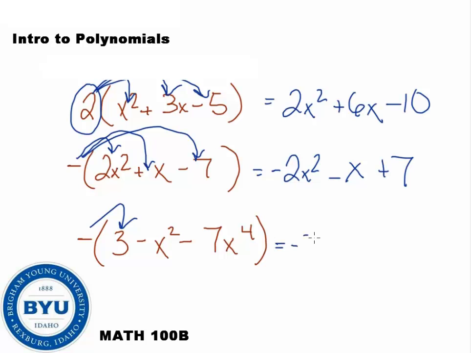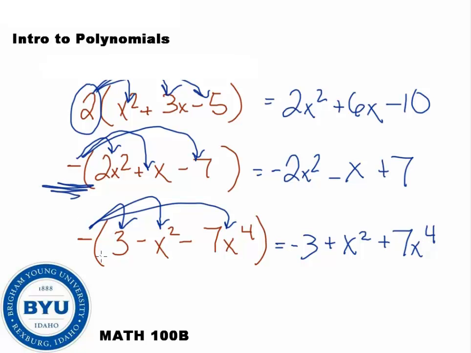Same here. We would get minus 3. The sign would change here, it would become plus x squared. And then the sign would change here as well, giving us plus 7x to the 4th. If we think of negatives this way, this will really help as we start subtraction.